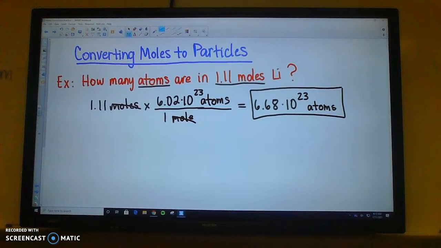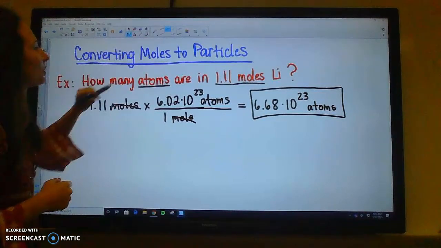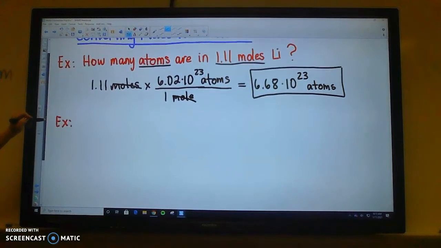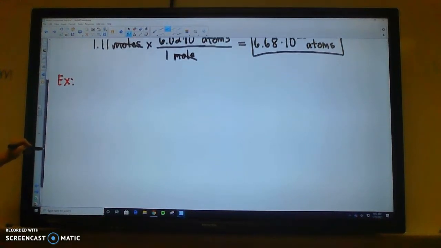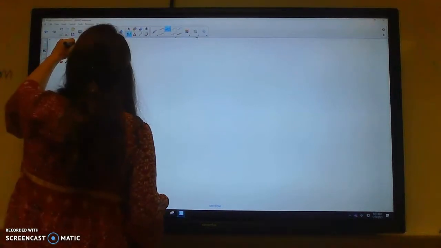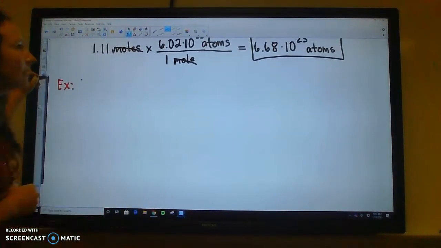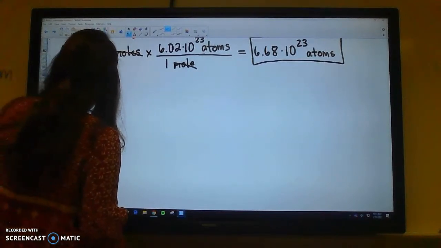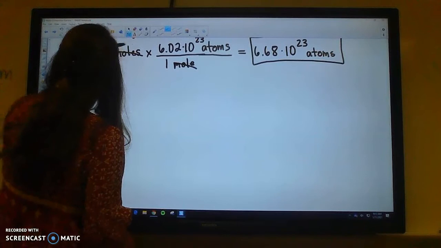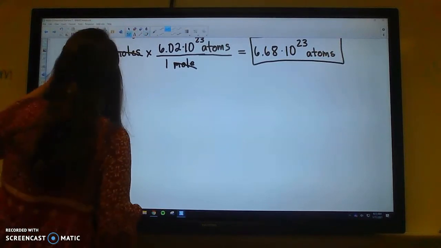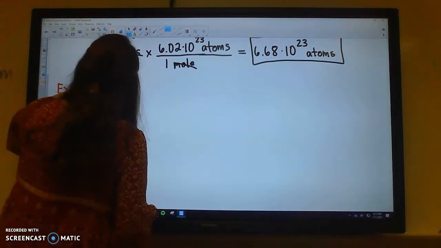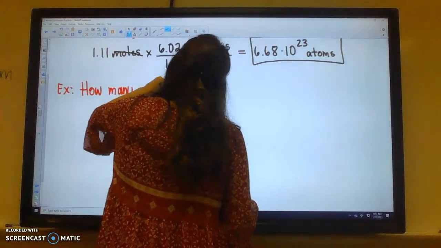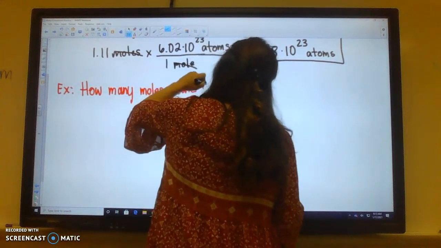Let's try the reverse direction. Can I scroll up? Okay. So next example. What was that answer? It is 6.68 times 10 to the 23rd. I can leave it like that. Not what? How many? So, how many moles make up?